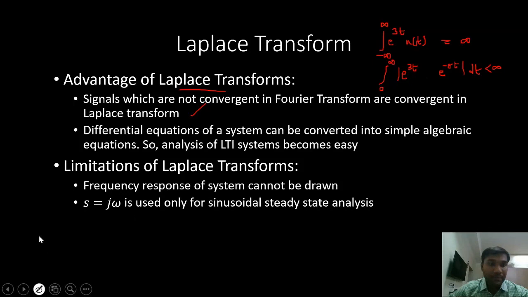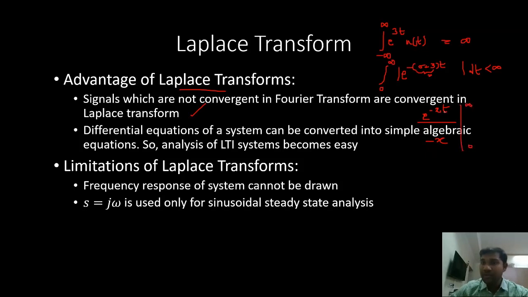It is going to be e power minus of sigma plus 3t, right? If I integrate it, I'll get e power minus xt divided by minus x, where x is sigma plus 3. And then the limits are 0 to infinity.